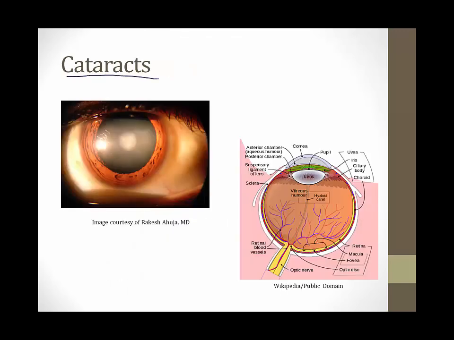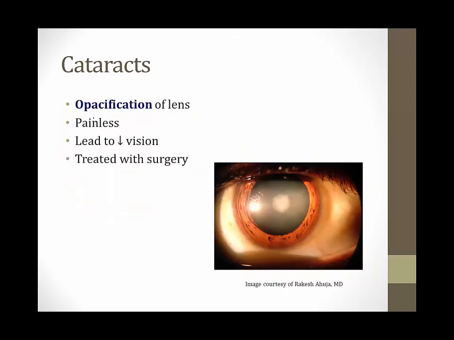Cataracts of the lens are a very common eye disorder and something that you will definitely see clinically. A cataract is an opacification of the lens. This is an example on the left of a patient with a cataract. When the lens becomes opacified, that disrupts the passage of light through the lens and into the retina, and that leads to cloudy vision. So the definition of a cataract is an opacification of the lens. It's a painless process. It leads to decreased vision, and it's treated with cataract surgery.